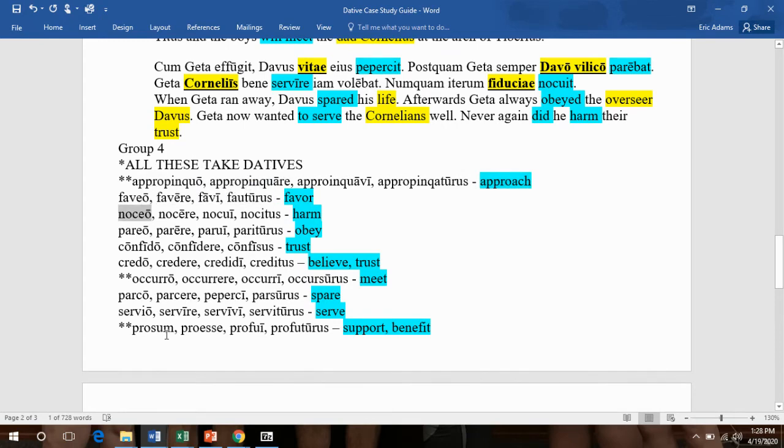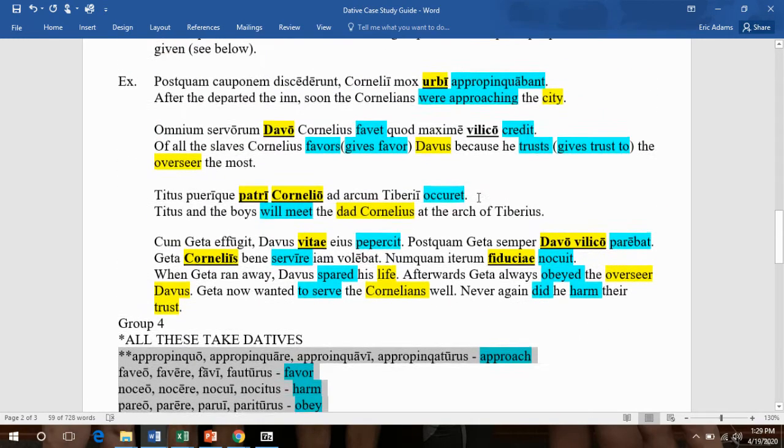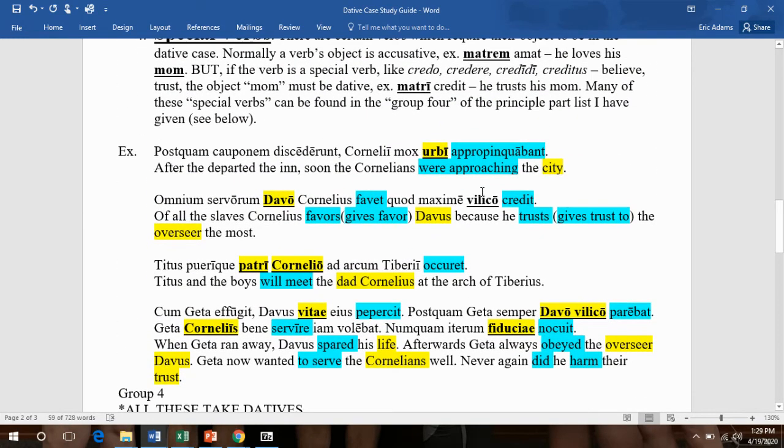But there are other verbs that have been compounded, like example third, prosum. Sum, esse is to be for someone is to benefit or support them. And so therefore, when you have this verb, prosum prodesse, profui, profuturus, it is going to take a dative object. The only thing that you can support or benefit is a dative thing. The only kind of person you can meet is a dative person, and the only kind of thing or person you can approach is a dative. Same thing with all of these others that you have in group 4. So let's take a look at the examples that I've given to you here.